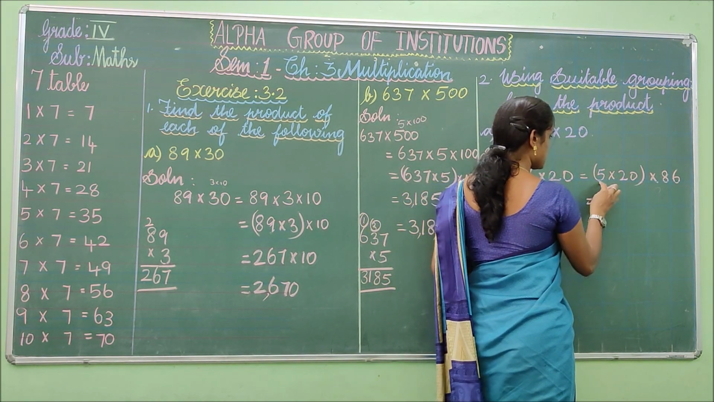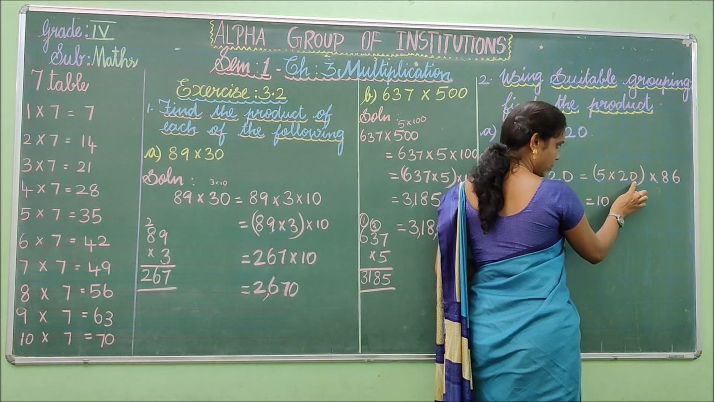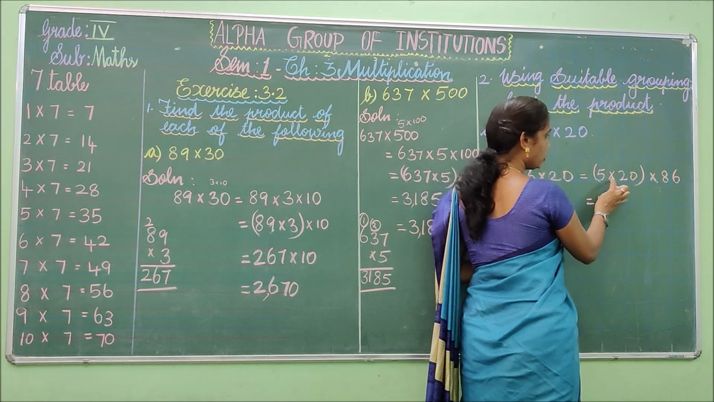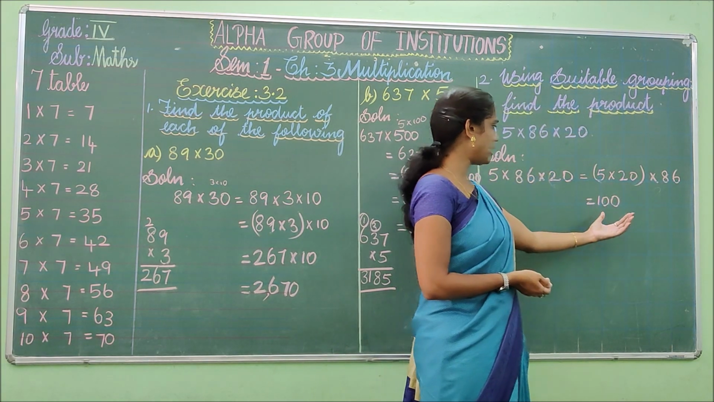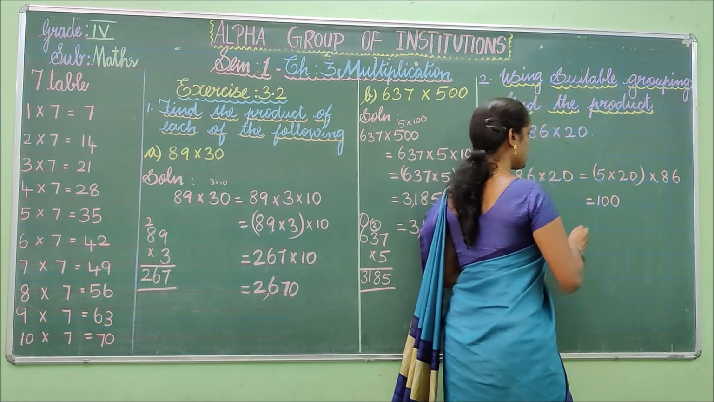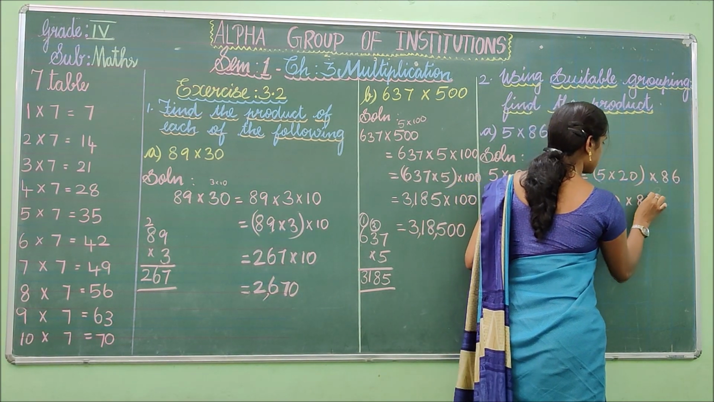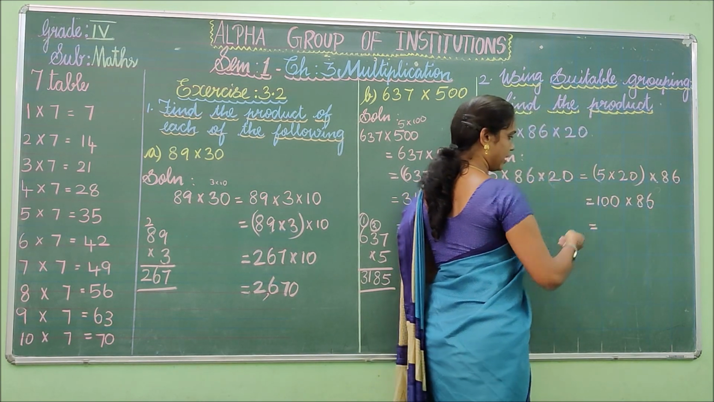First multiply the numbers. 5 2s are 10. Okay. How many zeros here? Only 1 zero. Here you don't have any 0. Here only 1 zero. So add that 0. Okay. So it becomes 100. 5 into 20 is 100 into 86. Okay. You have to multiply this number now. So it will be very easy for you.